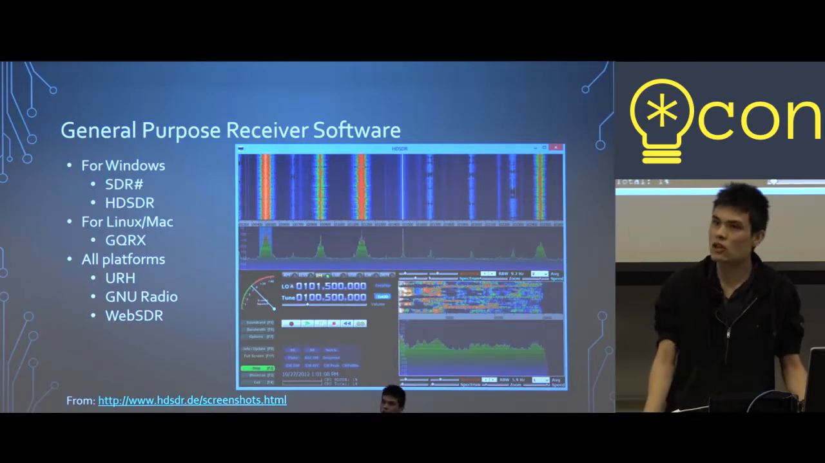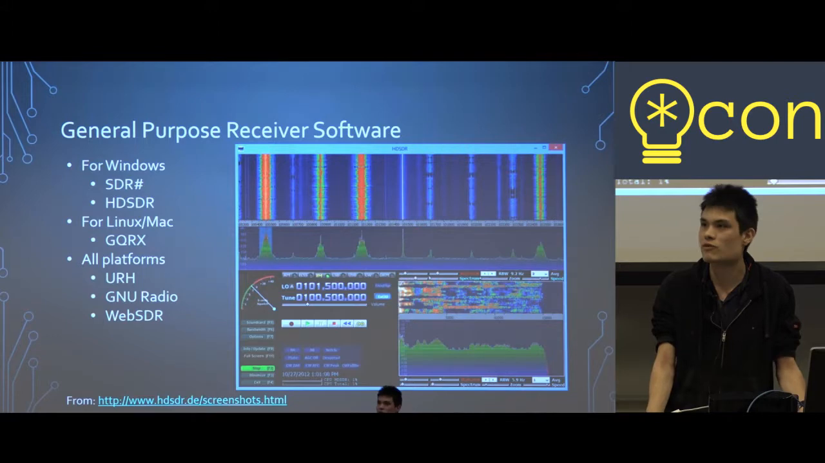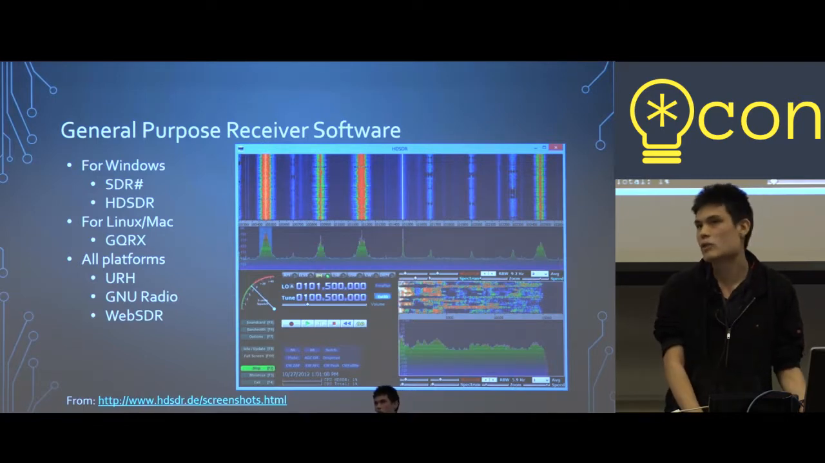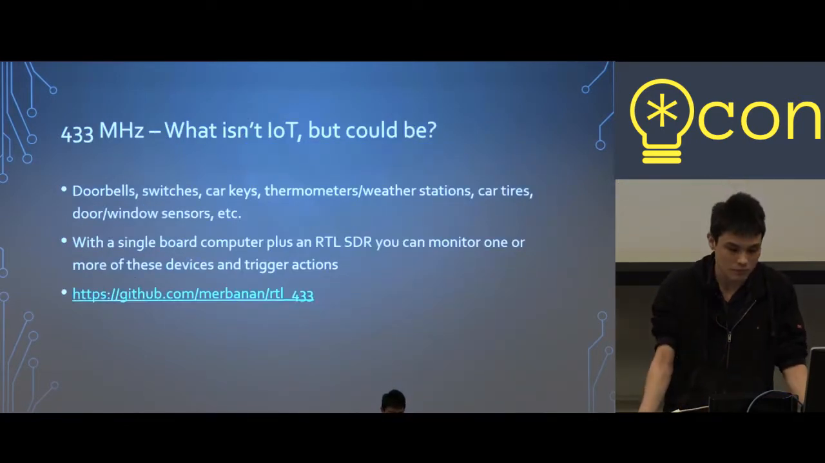This is a waterfall graph. On the x-axis, you have frequency, and on the y-axis, you have time. And the colors depict the amplitude of the waves. And I'll post these slides later, and I'll tweet it out, so you can find that later.